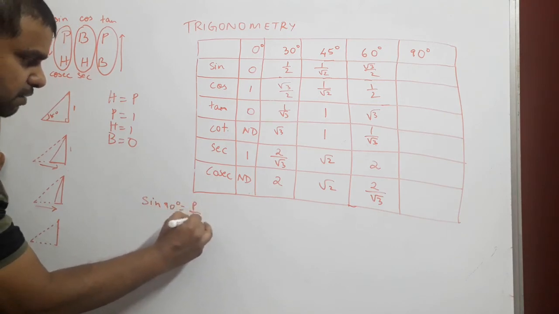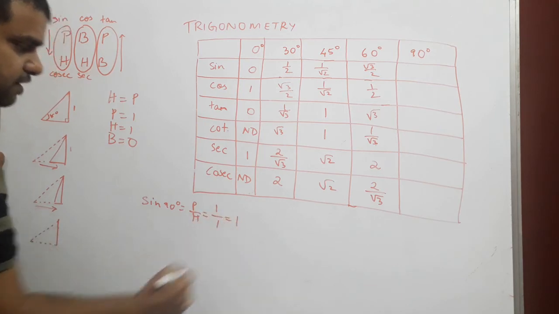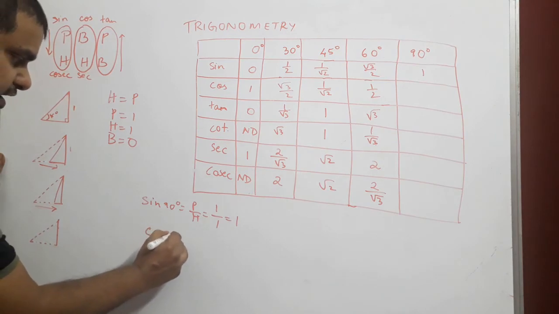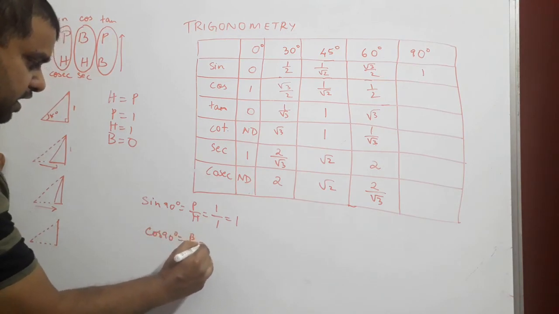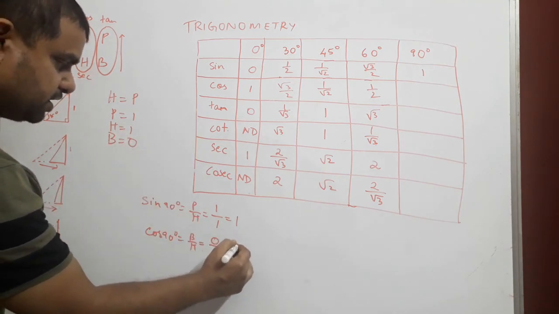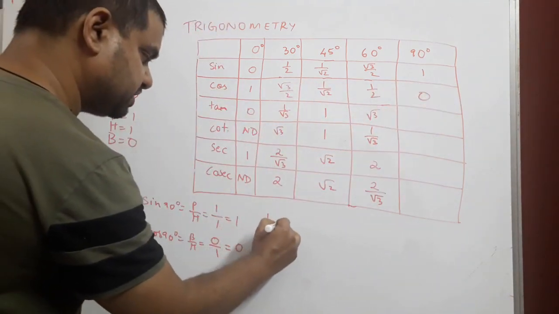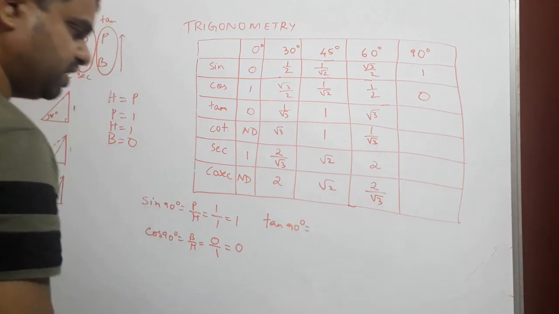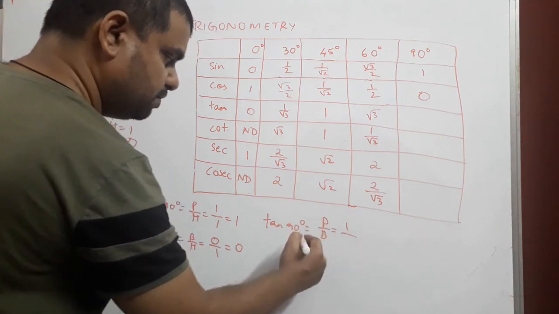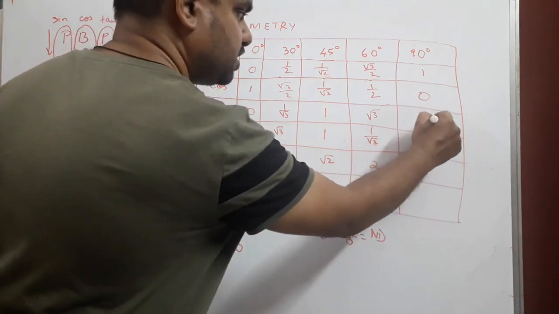Sine 90 degrees is P upon H. What is P? 1. What is hypotenuse? 1, which means sine of 90 degrees is 1. What is cos of 90 degrees? Cos of 90 degrees is B upon H. What is B? B is 0. Hypotenuse is 1, which means 0 upon anything is always 0. So cos of 90 degrees is 0. What is tan of 90 degrees? Tan of 90 degrees is P upon B. P is 1. B is 0. 1 upon 0 is not defined. So we can write over here as not defined.